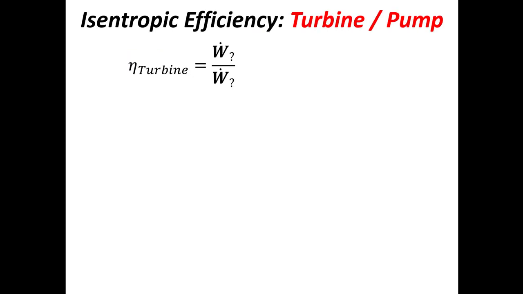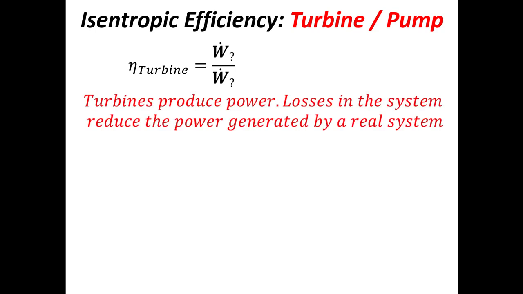If we have a real turbine or a real pump, we might be interested in the isentropic efficiency of those components. Turbines produce power, and they lose power in the real system. The real system has losses, so it produces less power than the ideal system. So for a turbine, we'll put the real power divided by the ideal power, because our efficiencies always have to be less than 100%.